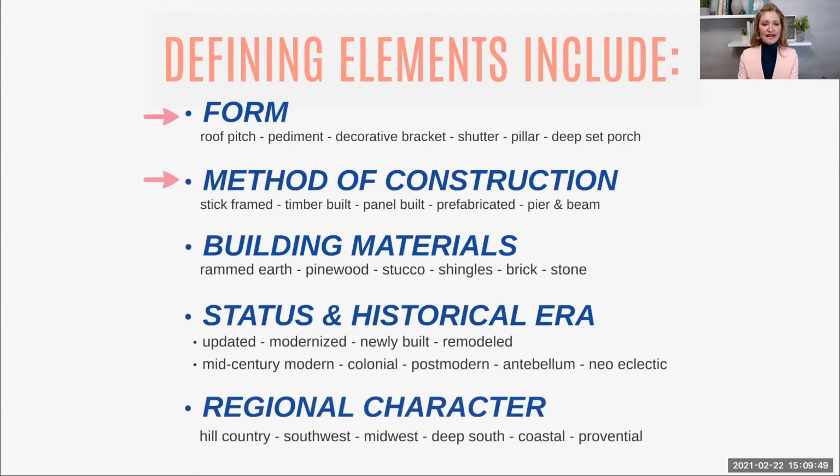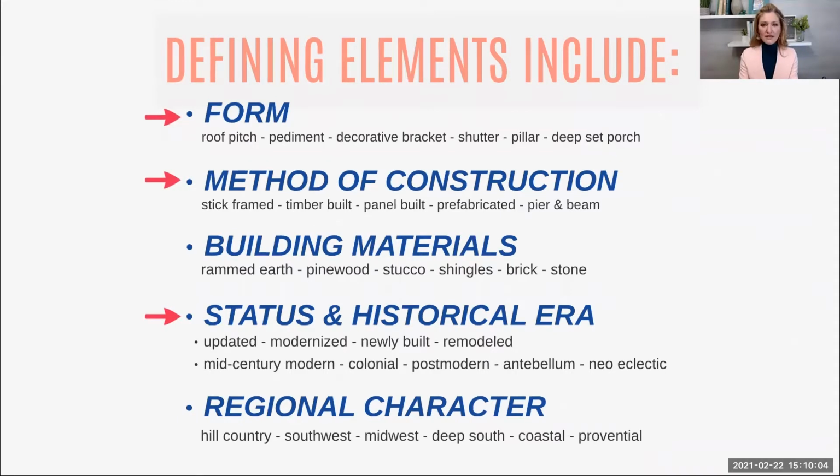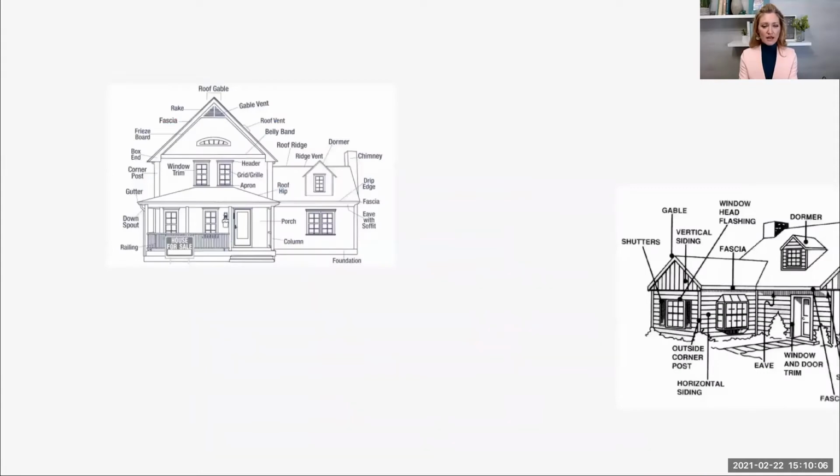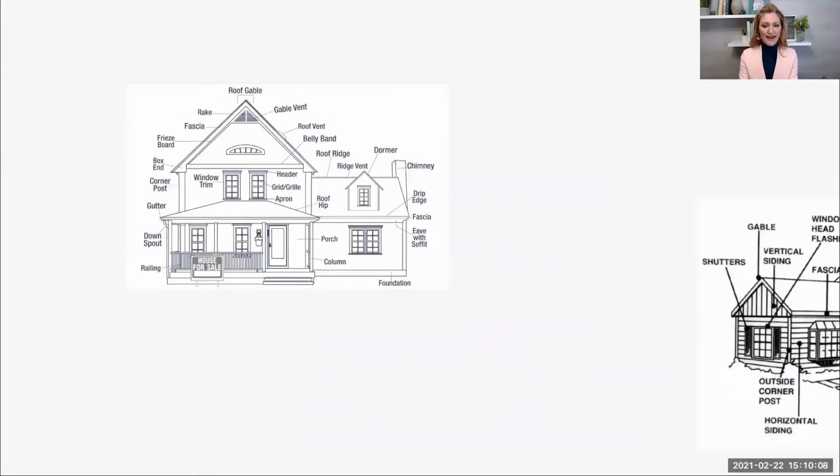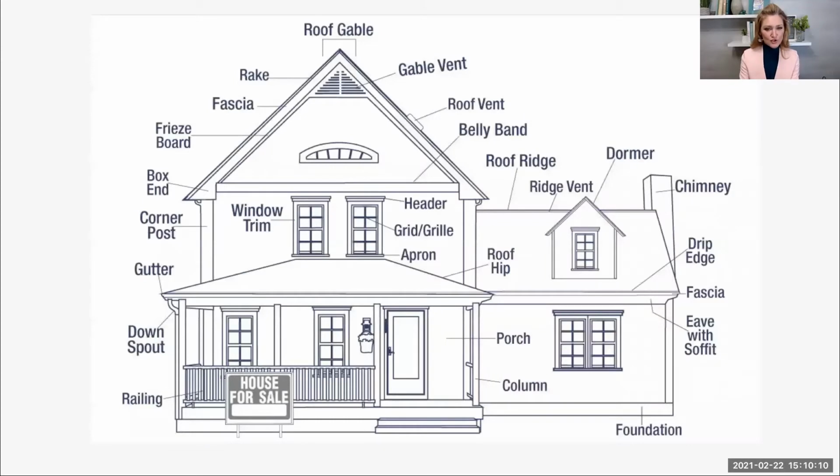The things that this class focuses on are form, method of construction a little bit, and status and historical era. Now we can unpack all of this a bit more in my 3-hour CE continuing education class, but what I am really looking at right now are the highlights from the 90-minute core architecture class that I'm running on a regular basis through the Realtor Finishing School, Elevate Your Real Estate. Look at all these elements of architecture.